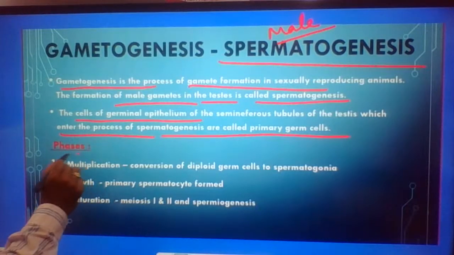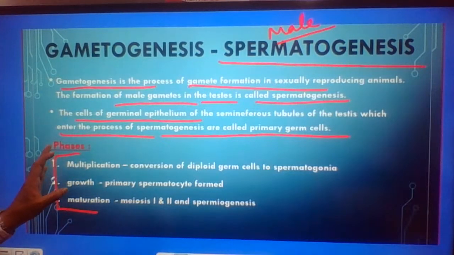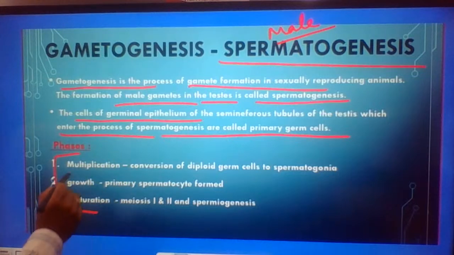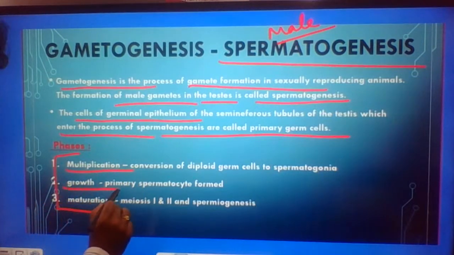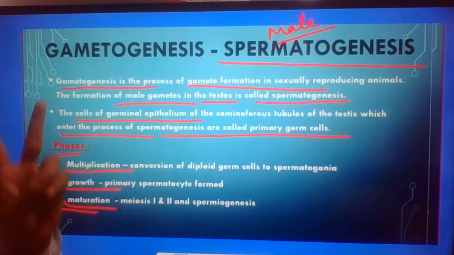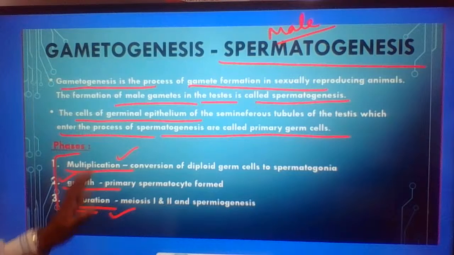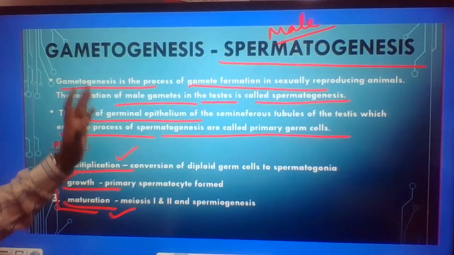Okay. Now we'll start with the phases of spermatogenesis. Both in spermatogenesis and oogenesis, we have the multiplication phase, the growth phase, and a maturation phase. In both oogenesis and spermatogenesis, these three stages take place. In your textbooks, NCERT or any other book, this is given clearly, like a flow chart.